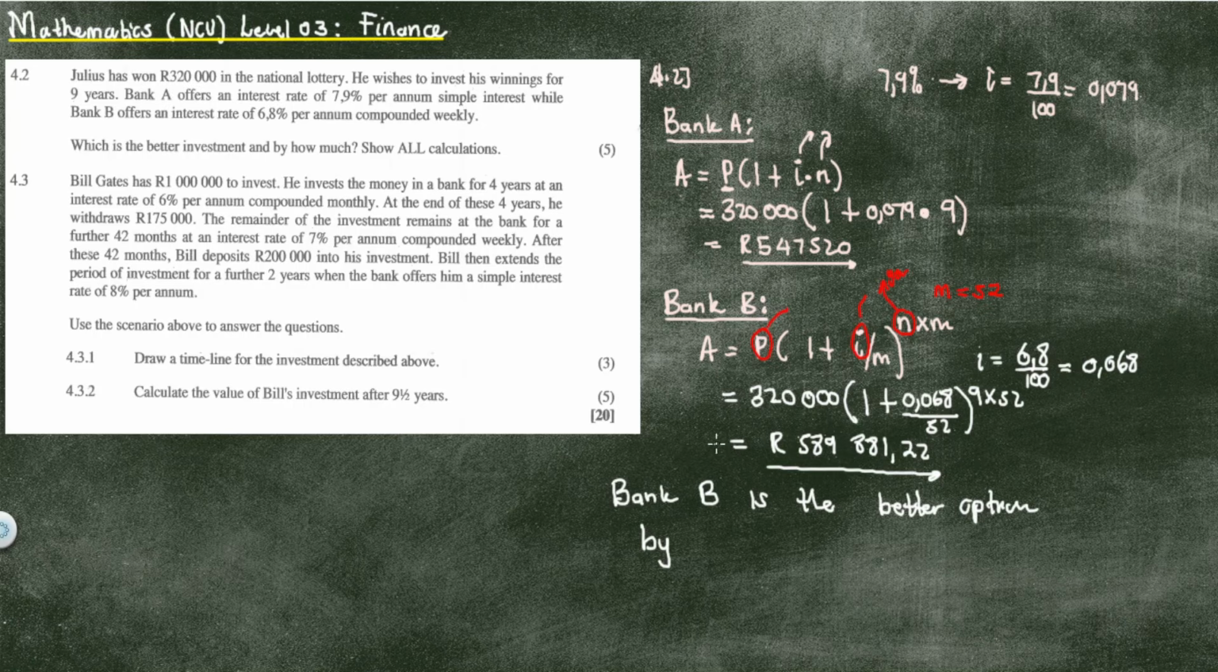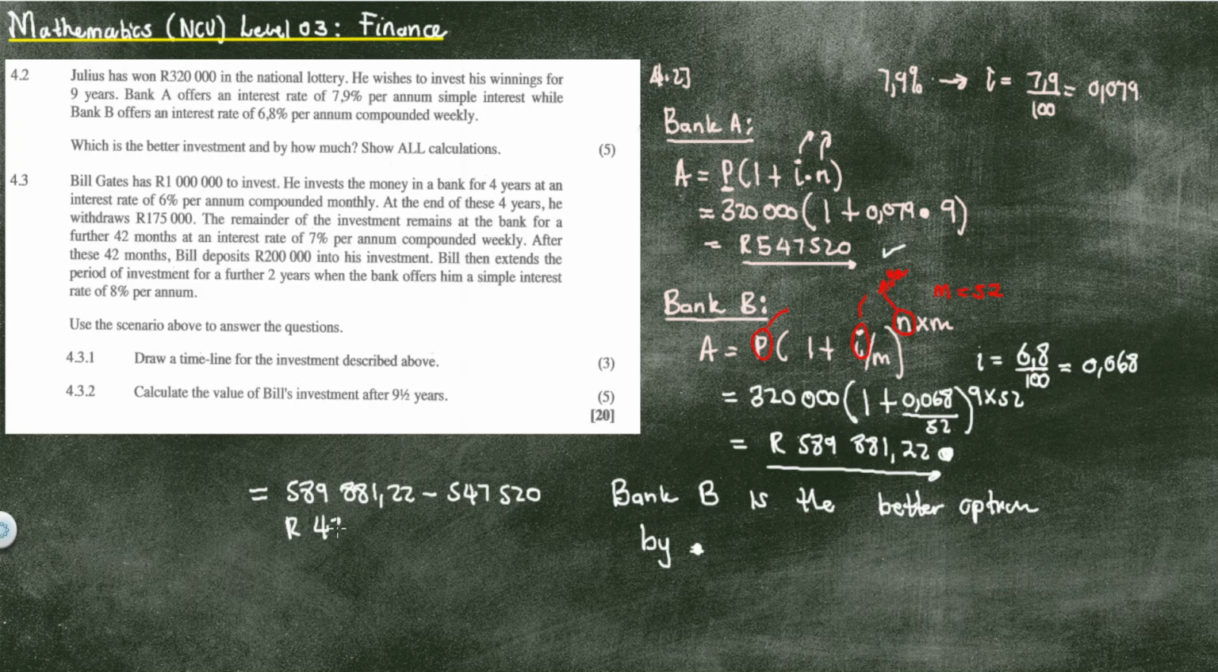Then that's when you take the bigger amount and subtract the other one. So you're going to say Bank B is the better option by, let's do this calculation on the side, 589,881.22 minus 547,520. This is the answer.